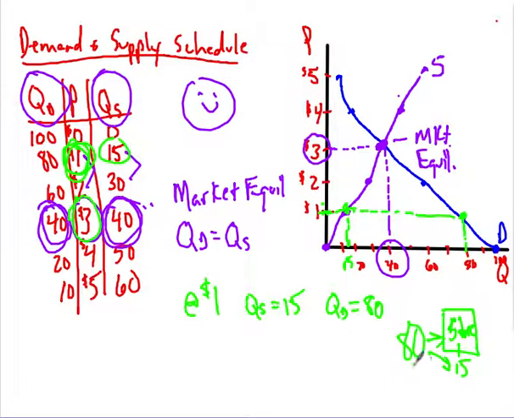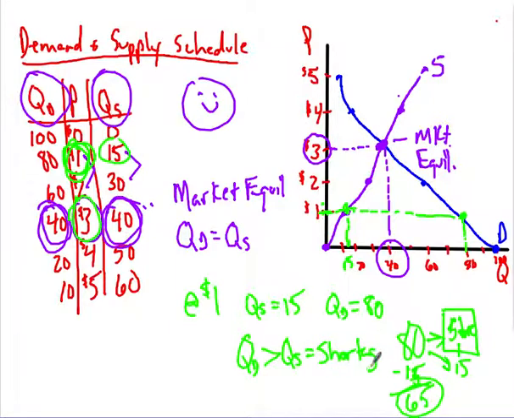So the first 15 get what they want, and so then we know that 65 people are still not going to have it. All right, they're not going to be very happy. And so what we can see is, when the quantity demanded is greater than the quantity supplied, we end up with what they call a shortage.